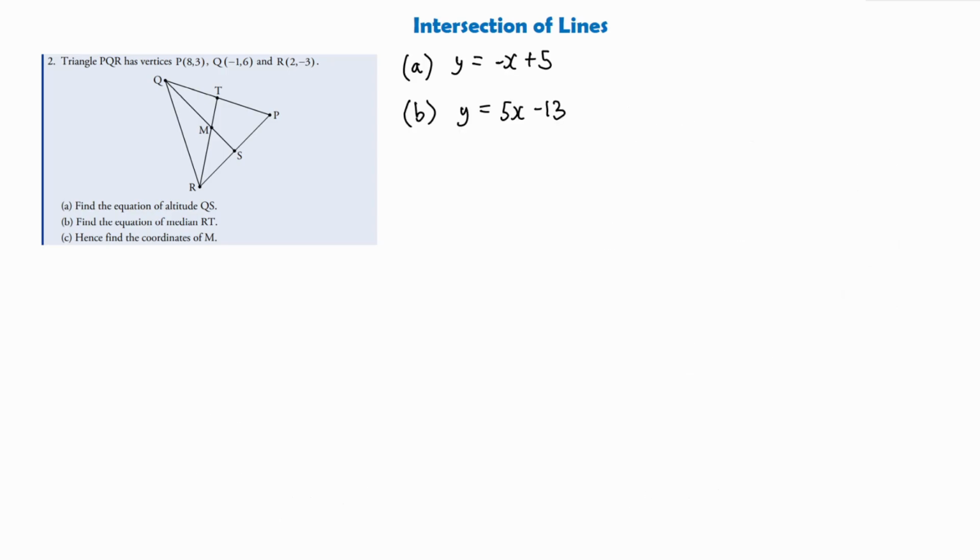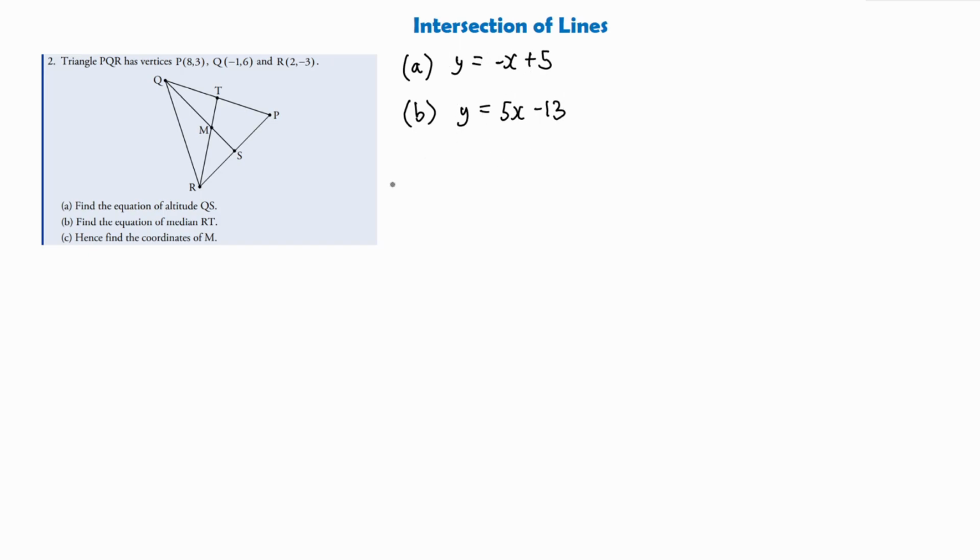So now that we've got our answers for A and B, for A we said that y is equal to minus x plus 5, and B, which is the equation of the median, is y is equal to 5x minus 13. Now, as I said, we could have written these in general form, but I have left them in the form y equals, and this is because y is on its own in both equations. We've not got 2y in one and y in the other. We've got y with a coefficient of 1 for both of them.